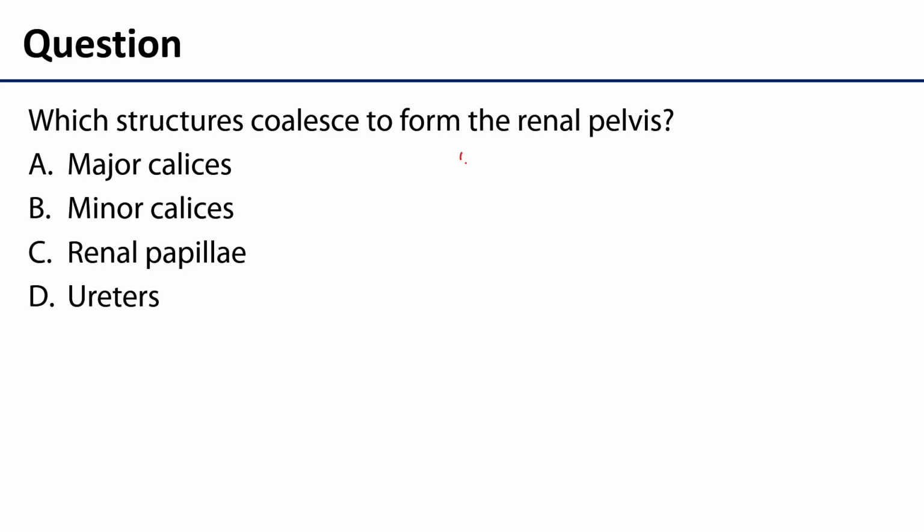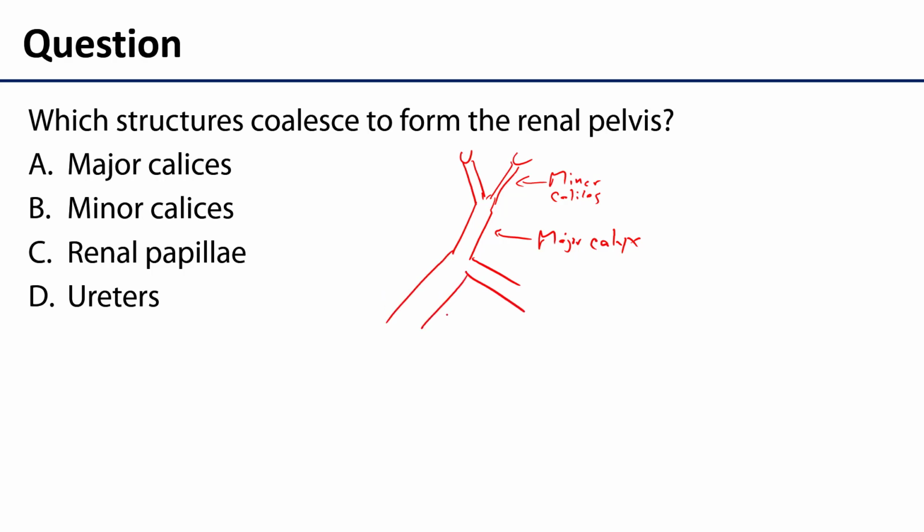Well, we have minor calyces that cup renal papillae. These come into major calyces, so those would be the minor calyces. That would be a major calyx. And then several major calyces will come together or coalesce to form the renal pelvis. So the correct answer would be A, major calyces.